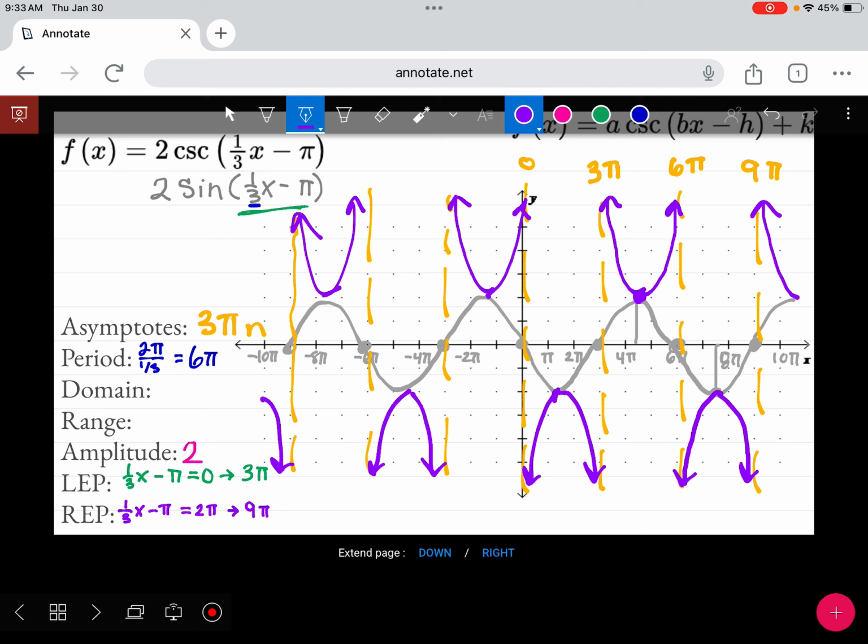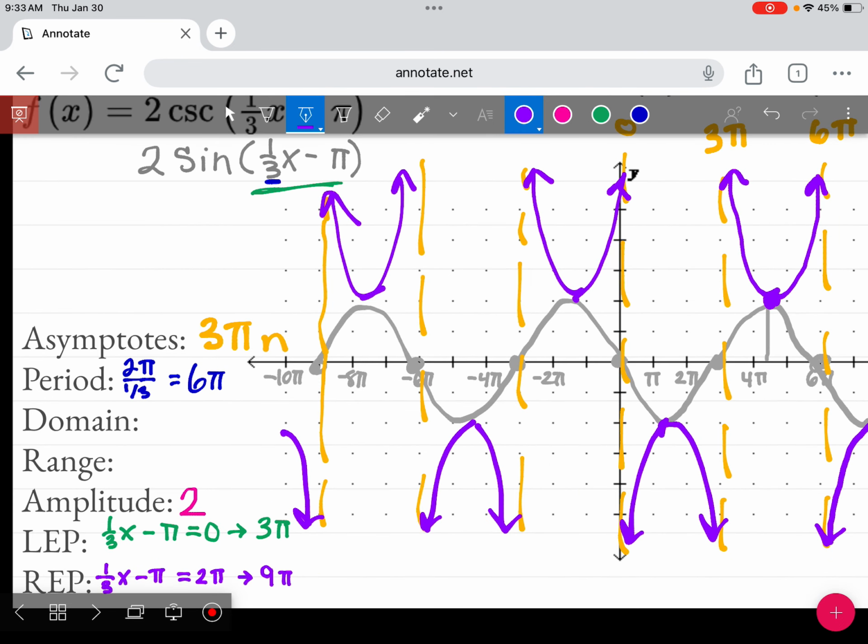All right, let's do our domain and range on this one. What is our domain? Yeah, it's everything except our asymptotes, right? So it's all real numbers except x cannot be any of our asymptotes, that 3 pi n, not over n. All real numbers except the asymptotes.